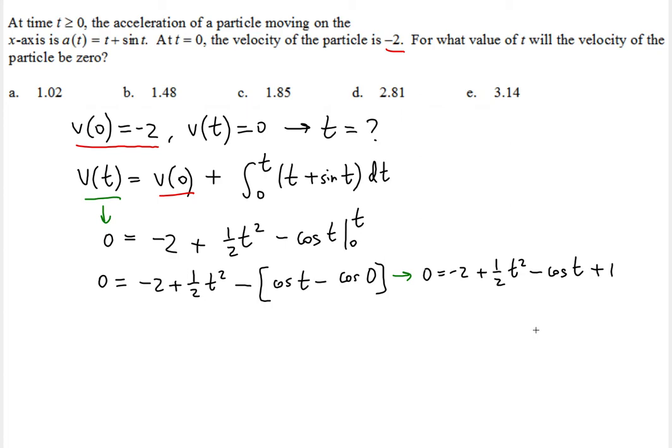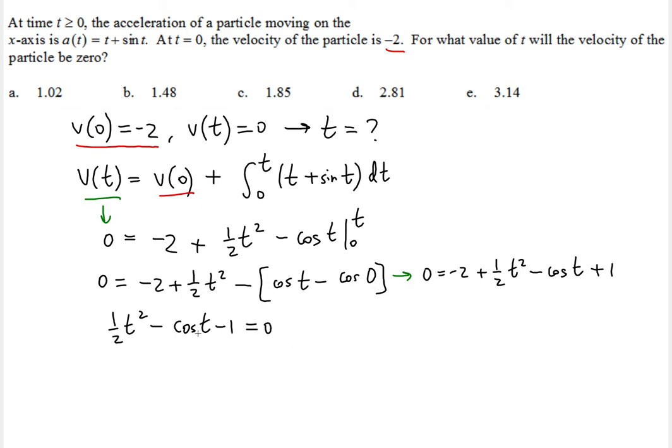So now you want to have 0 on one side and non-zero on the other side, and that's exactly what we have, but we also have to add the like terms. I'm going to switch sides of this equation so the right side is written on the left to make it easier to read. So what I'm going to have is 1/2 t squared minus cosine of t, and then 1 minus 2 is -1, and that's equal to 0.